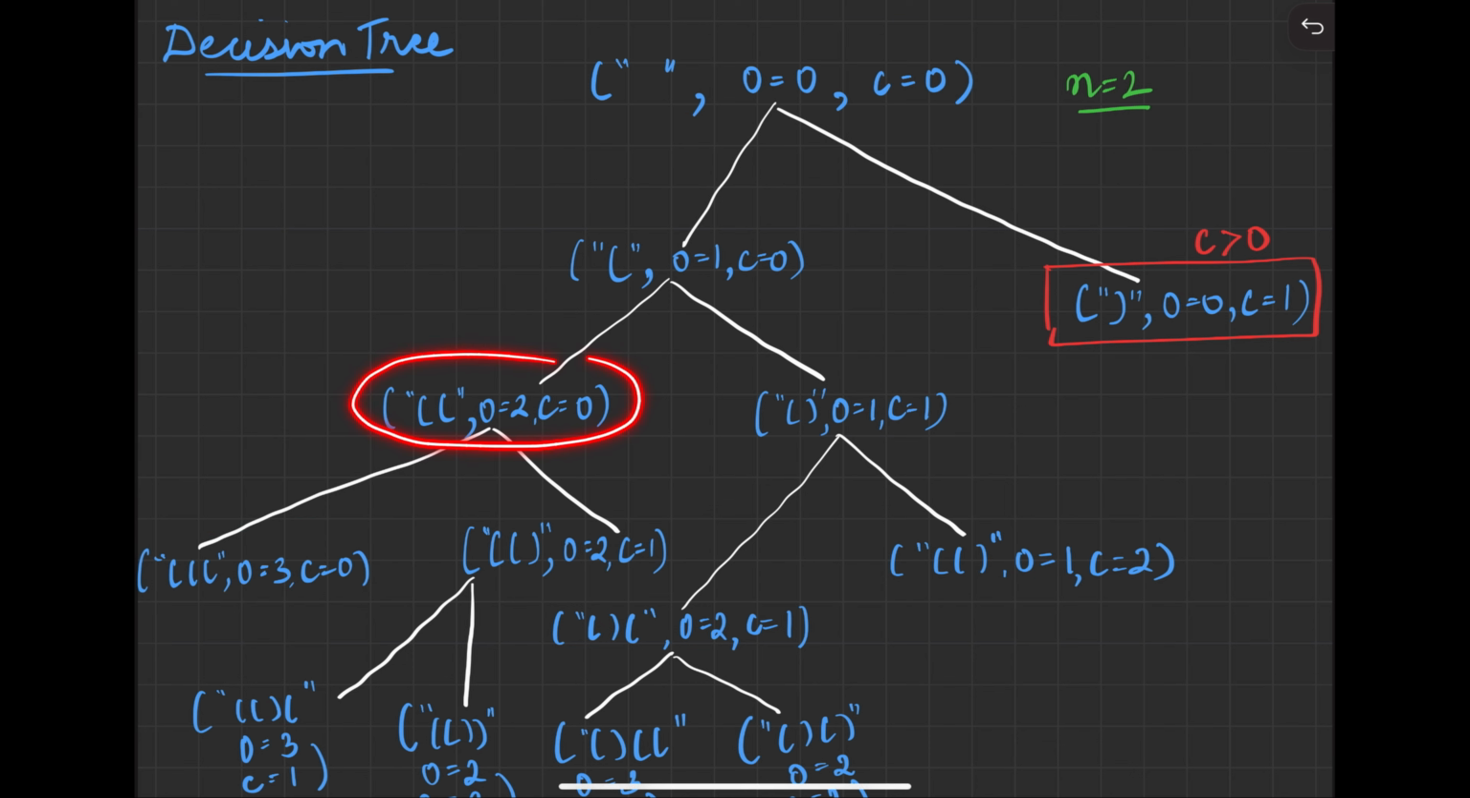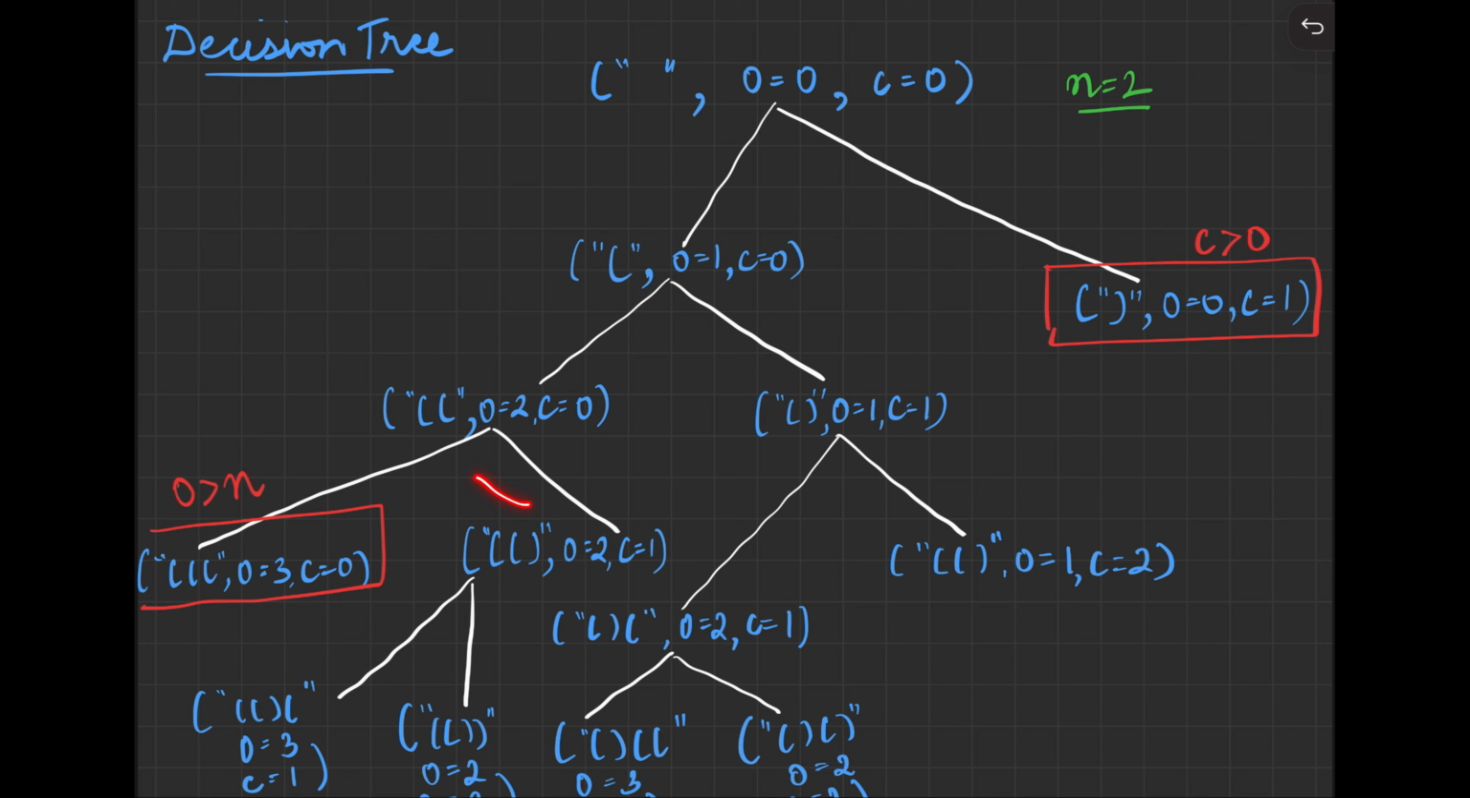Continuing from here, where we had open 2 and close 0, as we can see in our example, we add another open brace, and with that, open braces will become 3 and C is still 0. This again is an invalid state because O is greater than n.